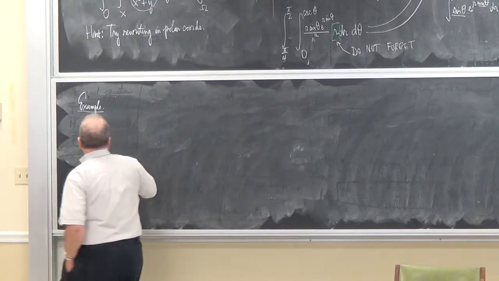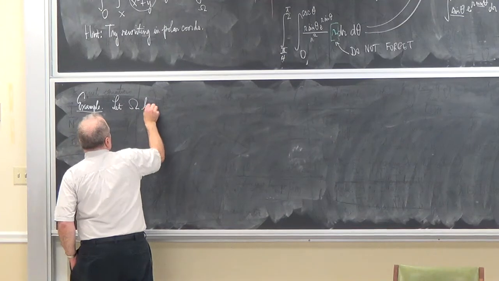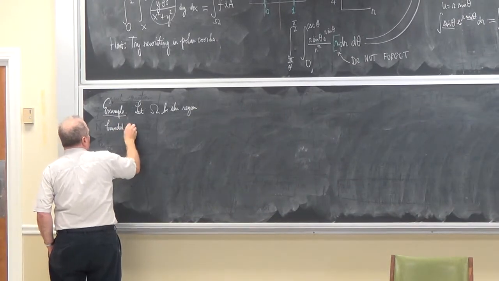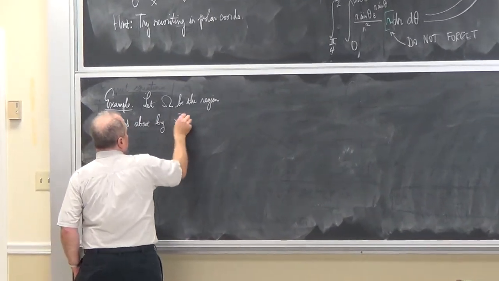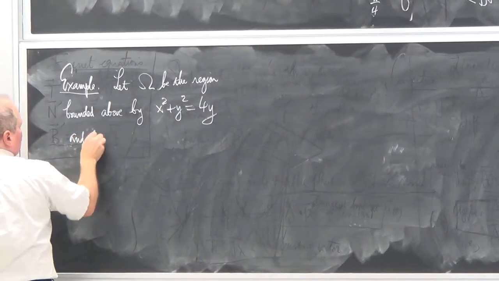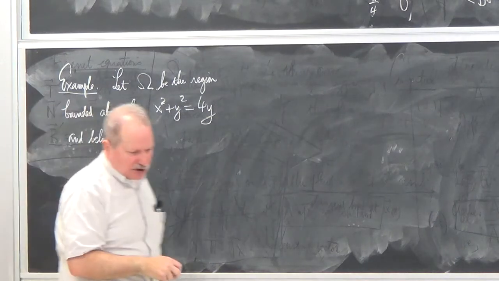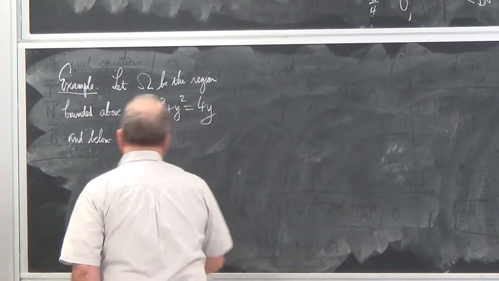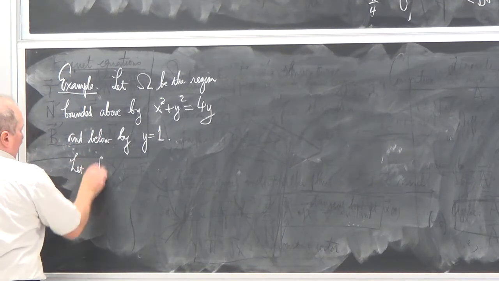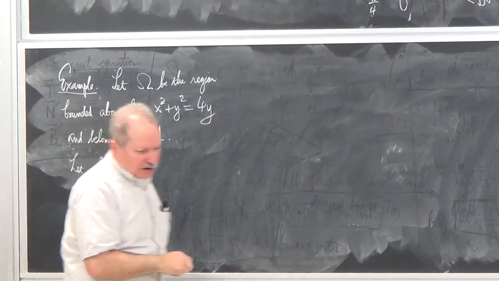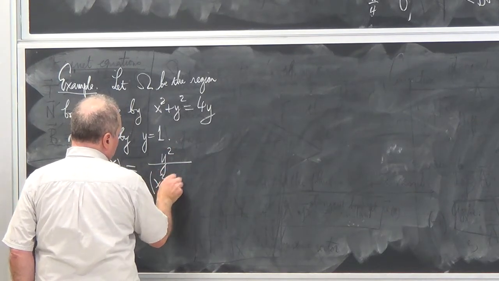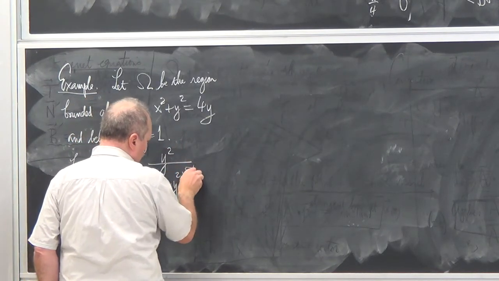All right. Let omega be the region bounded above by this curve and below by y equals 1. Let f equal y squared over the quantity x squared plus y squared to some absurd power like 5/2.